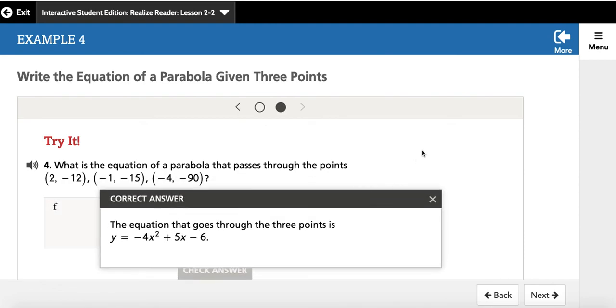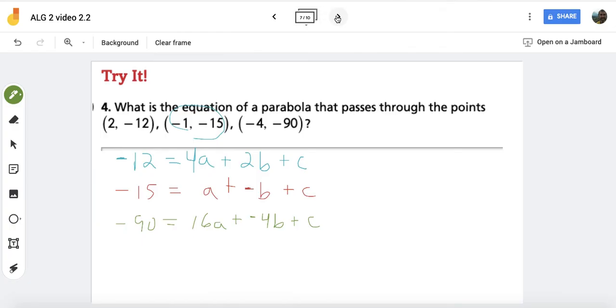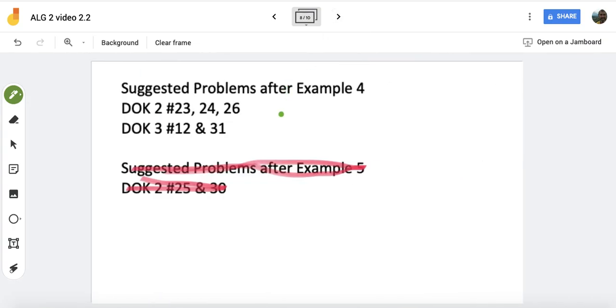Same equation. So that's how you would find an equation of a parabola if you're given 3 points. You've got to use a system of equations. Your teacher could assign any of these following problems for you to do: 23, 24, 26, 12, and 31.